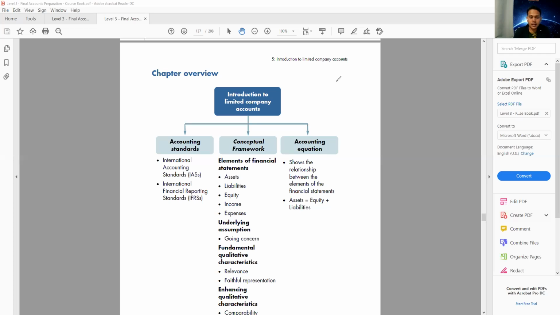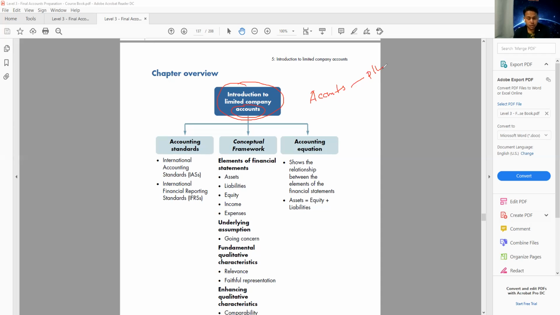Okay, so here we can see it, introduction to limited company accounts. Now when I say accounts, what do I mean? When I say accounts, I mean something I have to submit to HMRC or Companies House, or maybe both. In the accounts, the main part we have is the profit and loss account.